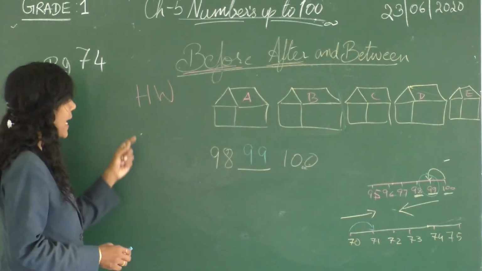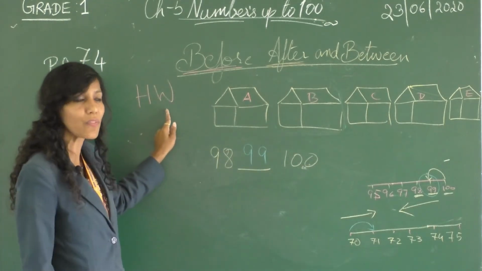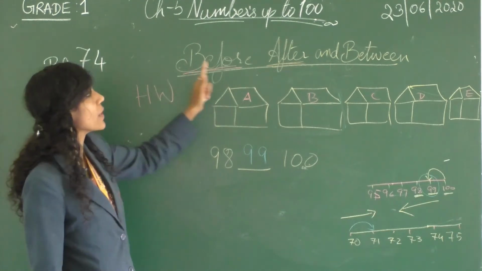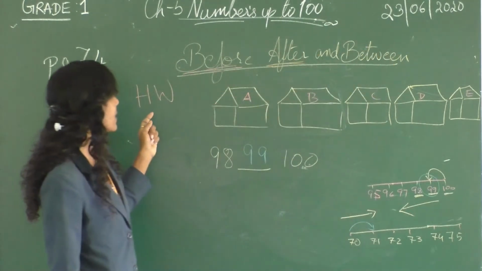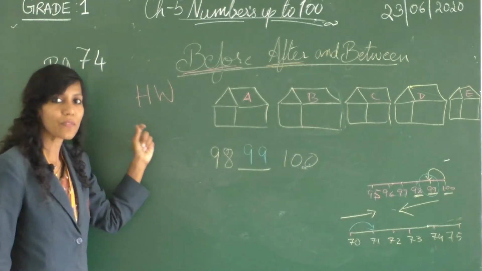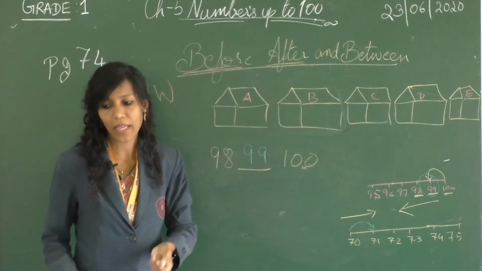So your homework, as I told, page number 74, the exercise of before, after and between will be your homework. Write the date and homework, finish it and upload in the mail.